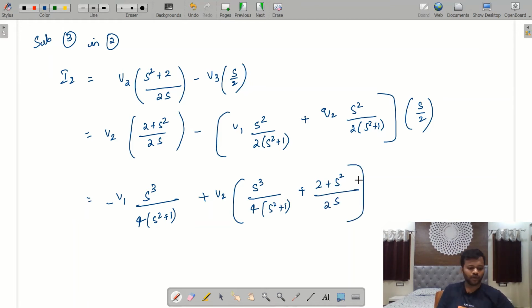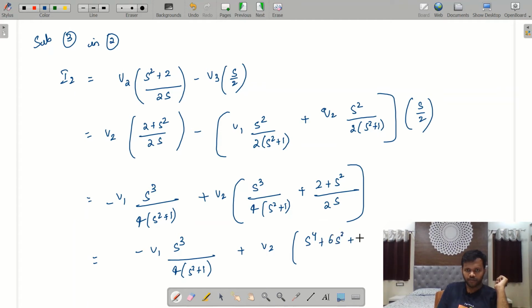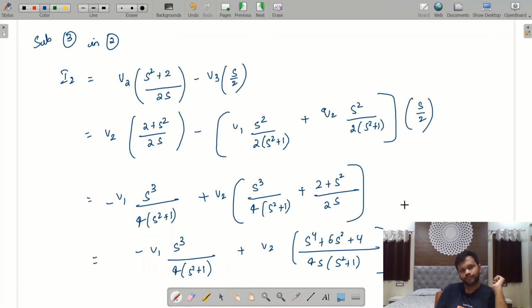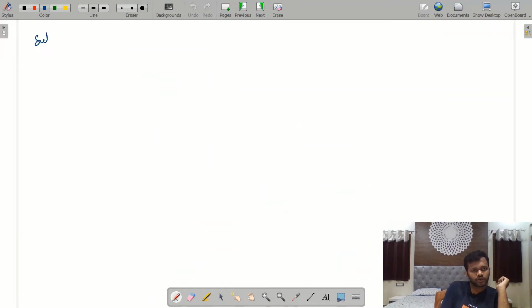Okay, if you solve it, you are going to get minus V1 into S cube by 4 into S square plus 1, plus V2 into S power 4 plus 6S square plus 4 divided by 4S into S square plus 1 into V2. Okay, so I will consider it as equation 4. Again, substituting 3 in 1.